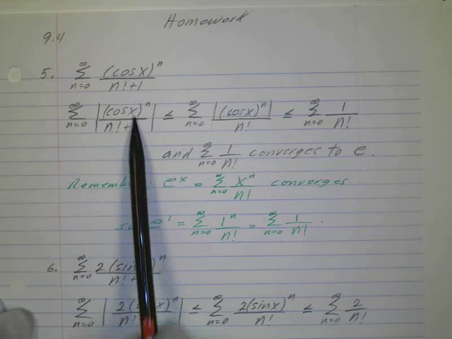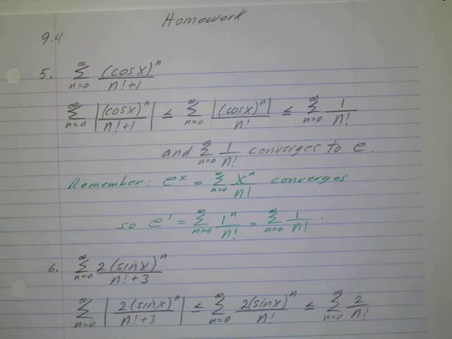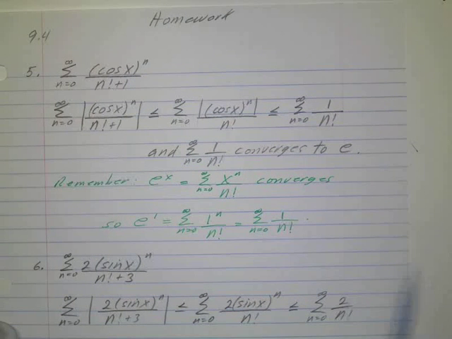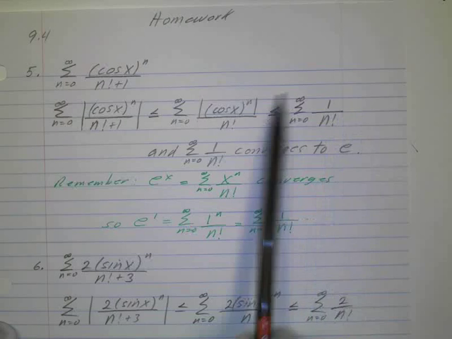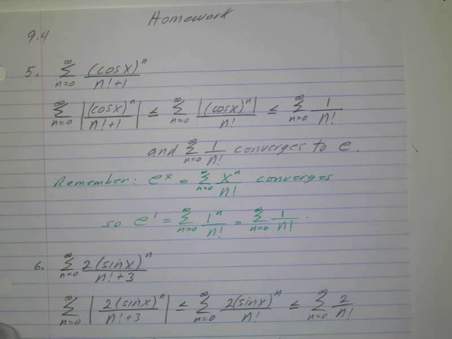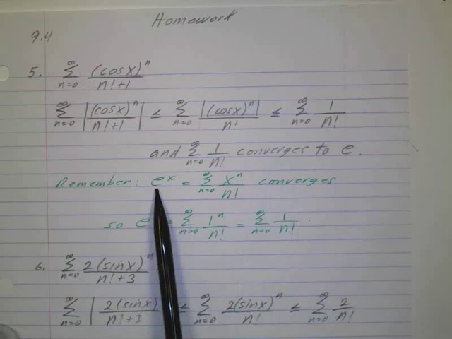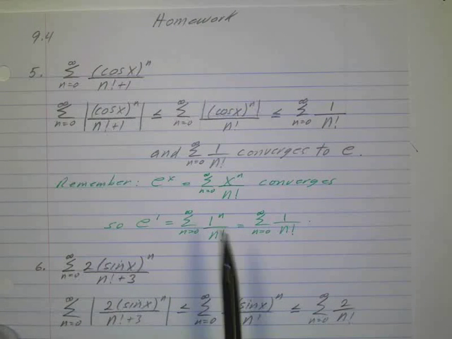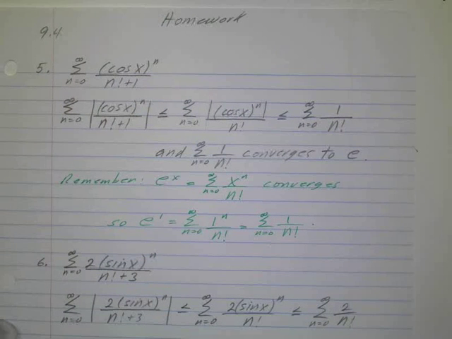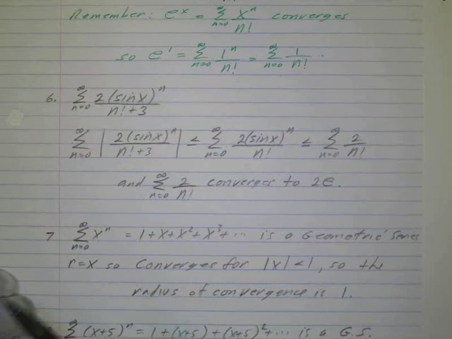So the absolute value of this, by comparison, converges to E. Because it's less than this, which converges to E, so by comparison, converges. All right? Because by the comparison test, it is smaller than a convergent series. I should say converges to E, but it converges. All right? So since this converges to E, it converges. Remember, this was our form for E, and then if we put 1 in, actually E equals the sum of 1 over n factorial, it converges to that value. Okay? And then number 6, the same idea.